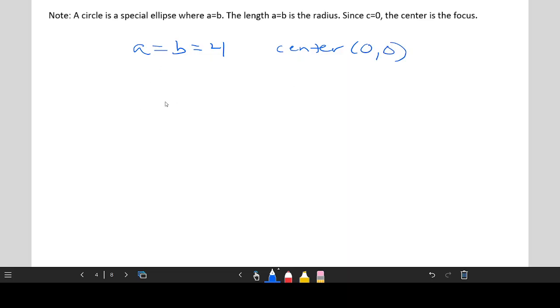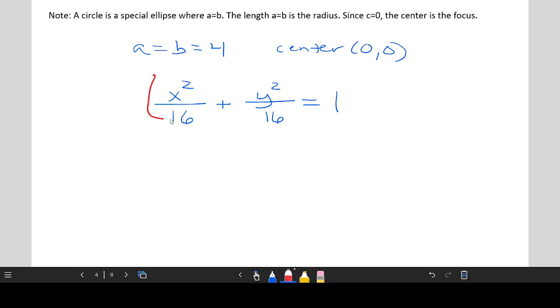Then using that equation that we just saw for an ellipse, we're going to have x minus 0 for the center, squared, over a squared, 4 squared is 16, plus y minus k squared, k is 0 here since we're centered at the origin, over b squared, which is 16 again, equals 1. So that's using the ellipse formula.